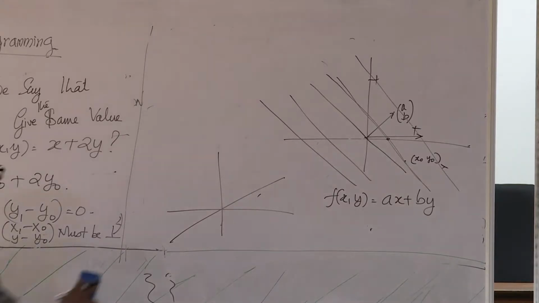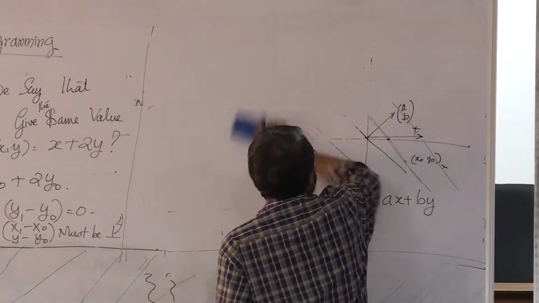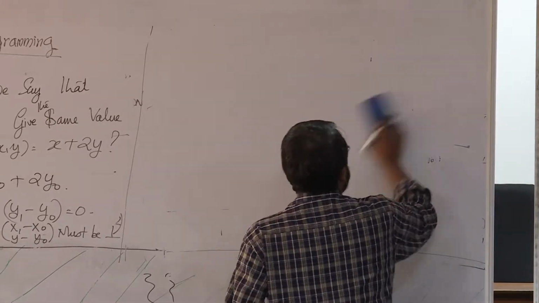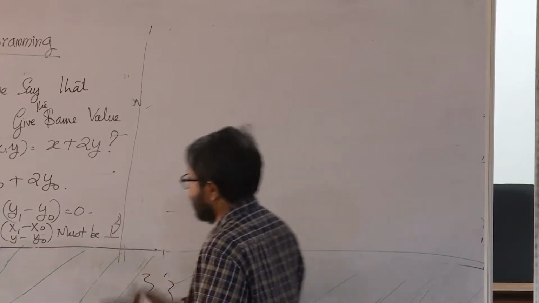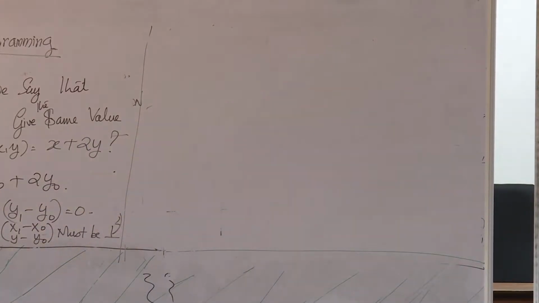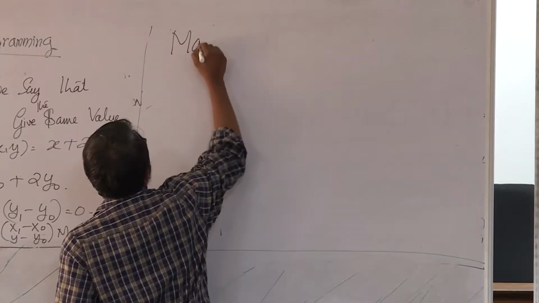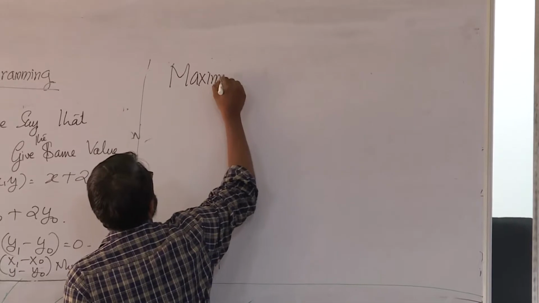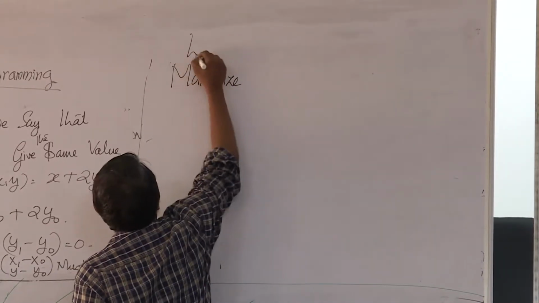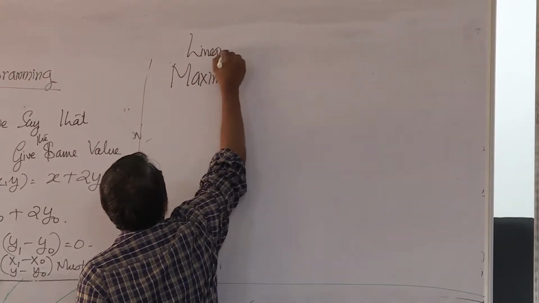So, now let us look at a linear program. Let us take a simple example for a linear program. Maximize... this is something called a linear optimization.